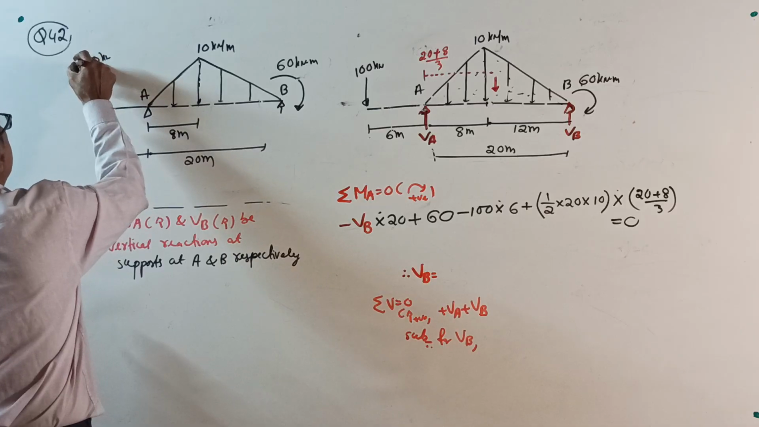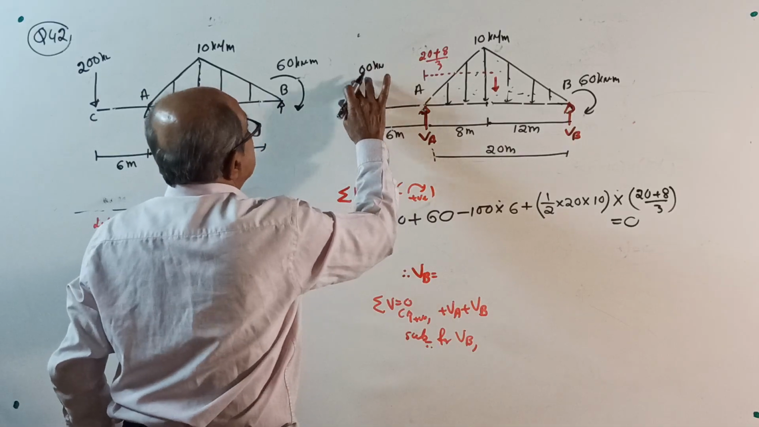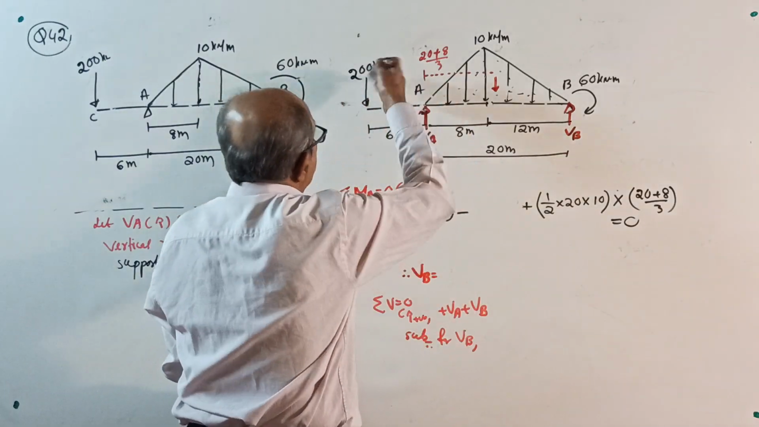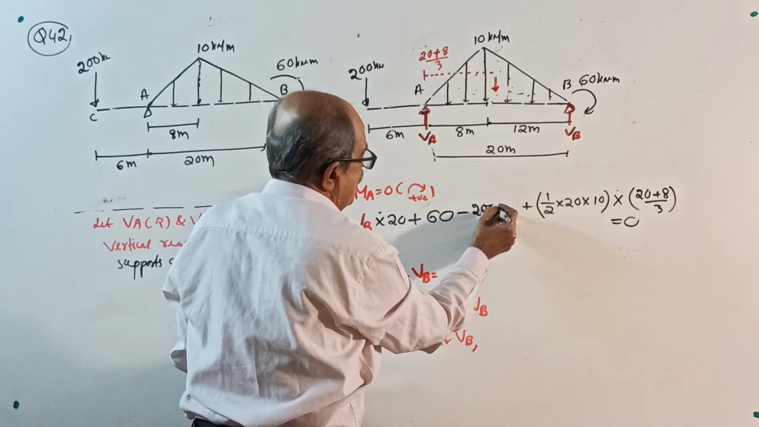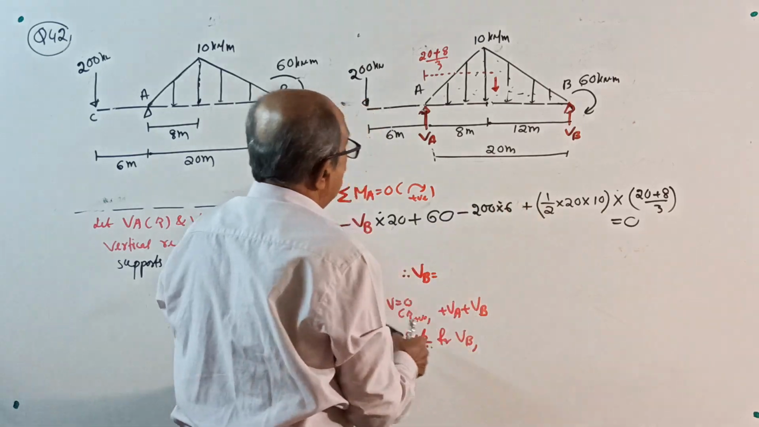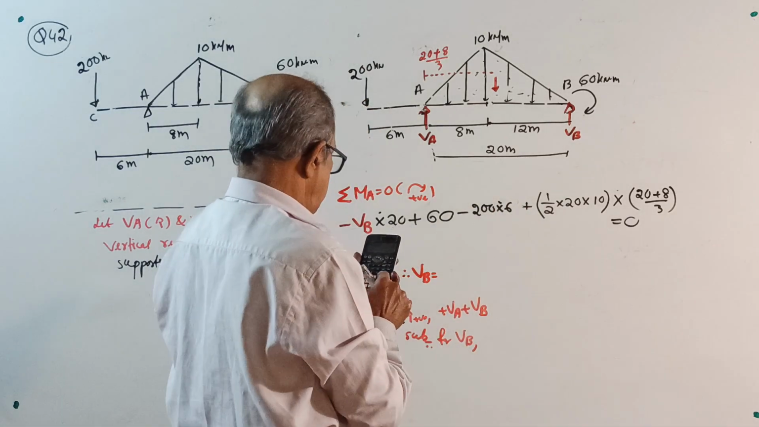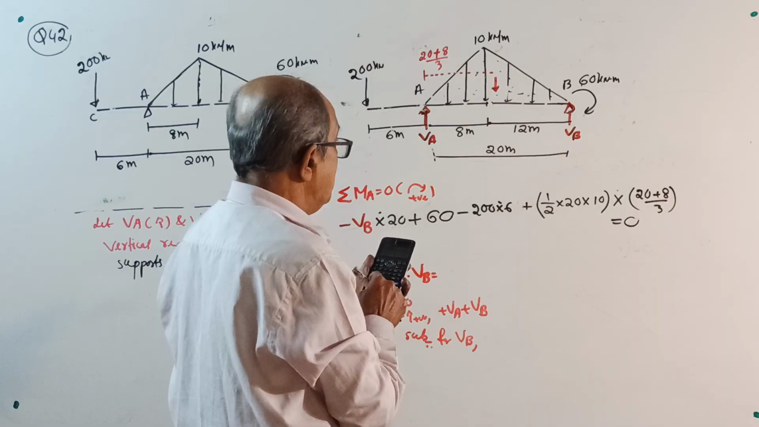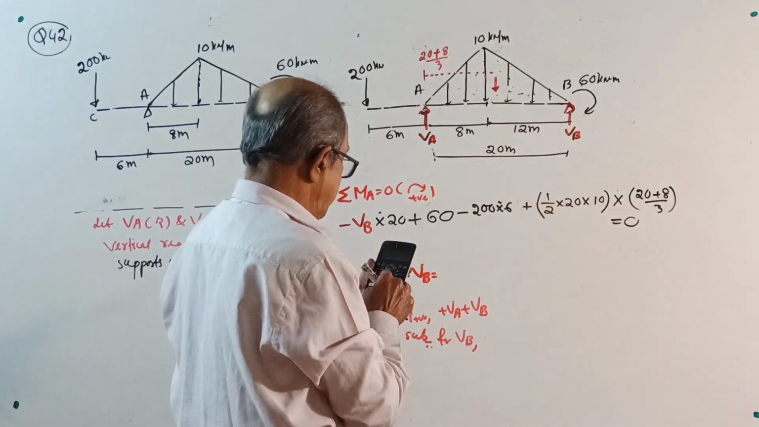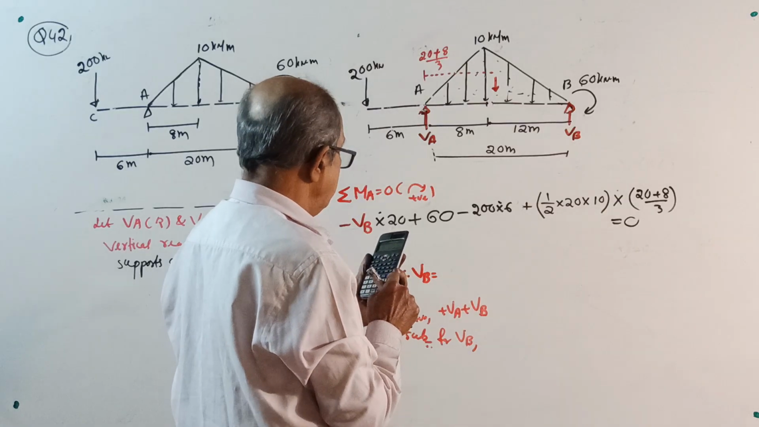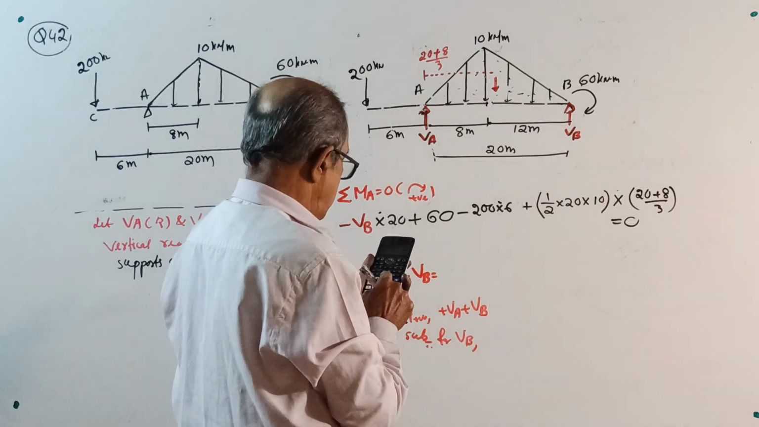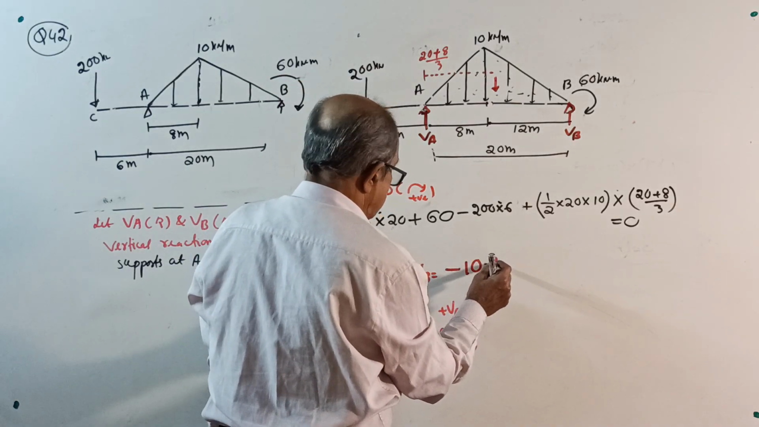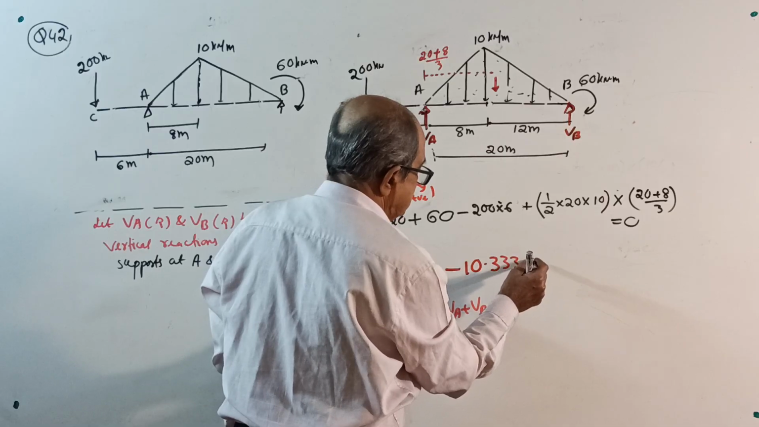Instead of 100, I am making it 200. The purpose is to get a negative sign. Minus 200 into 6. Now 60 minus 200 into 6 plus half into 20 into 10 into bracket 20 plus 8 divided by 3, it is negative, divided by 20. VB will come minus 10.333 kilonewton. Third decimal is sufficient.